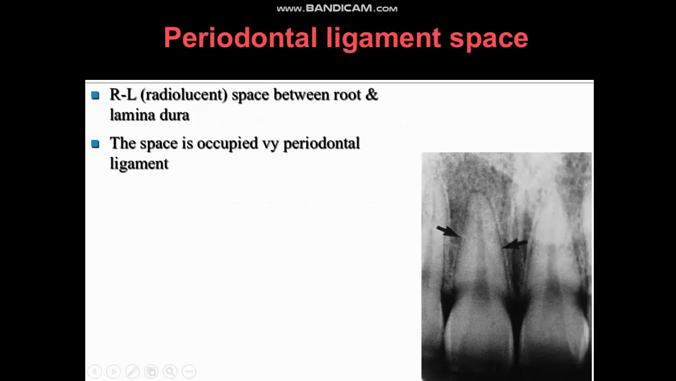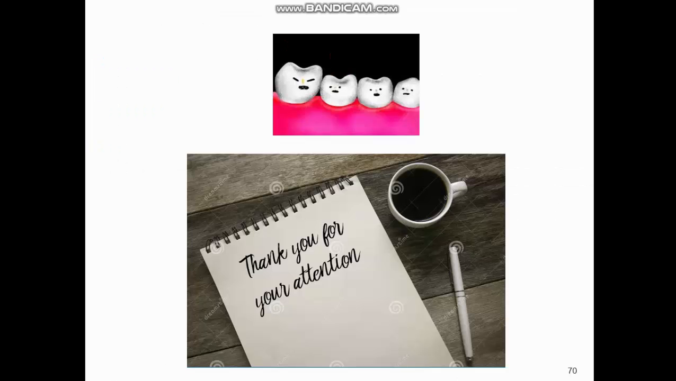And the periodontal ligament space. The periodontal ligament space is a radiolucent space between the tooth root and lamina dura, and the space is occupied by the periodontal ligament. Remember that these guidelines are important for diagnosis of dental disease. Today we discussed dental radiology, different dental imaging, and important key points of normal dental radiographic anatomy.